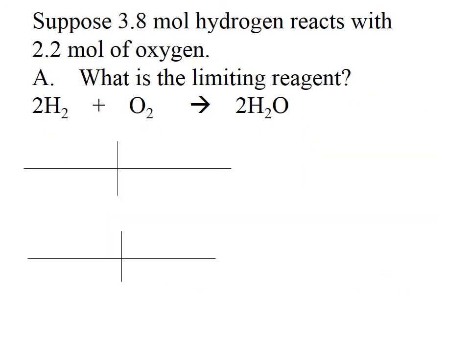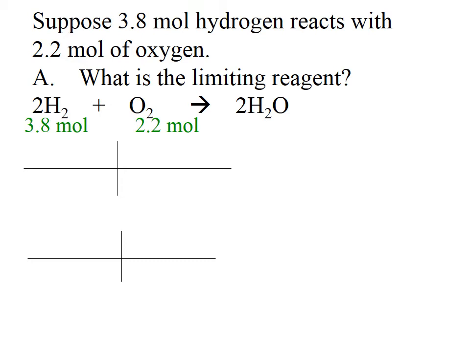Okay, now suppose we have 3.8 moles of hydrogen, and suppose that reacts with 2.2 moles of oxygen. We need to find our limiting reagent. Now there are several ways we can go about doing it. We have our balanced equation, and we know we're given 3.8 moles of hydrogen and 2.2 moles of oxygen.